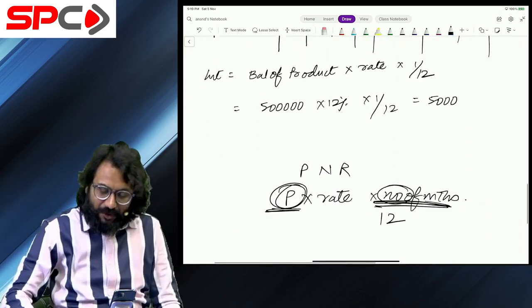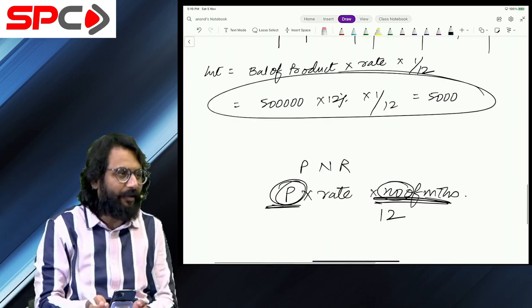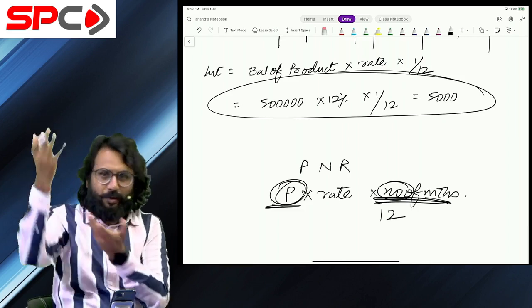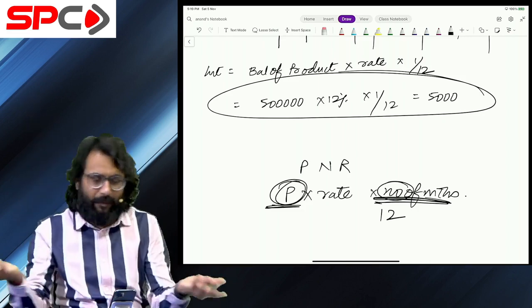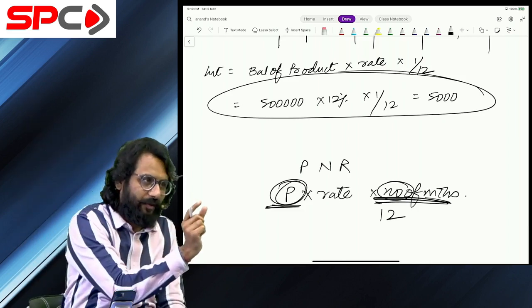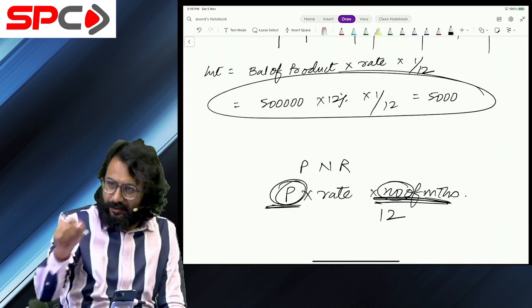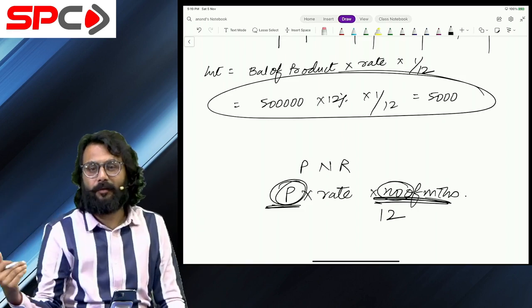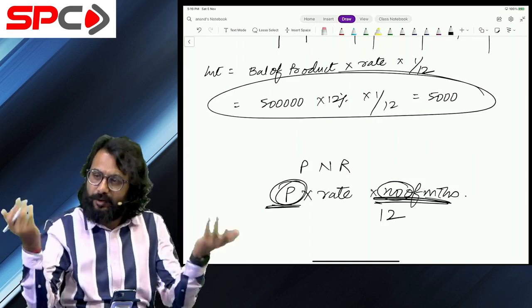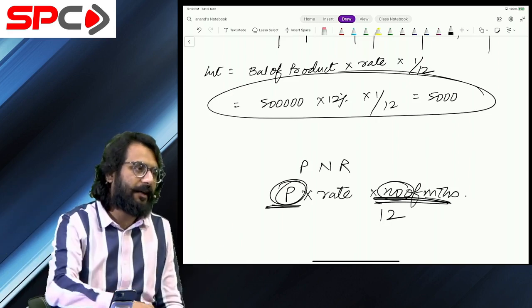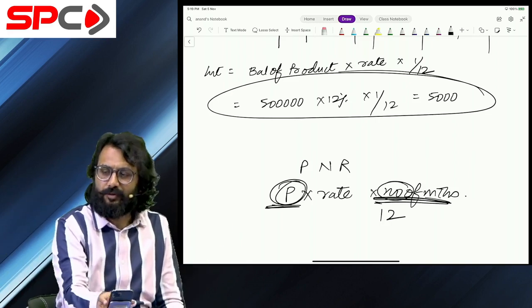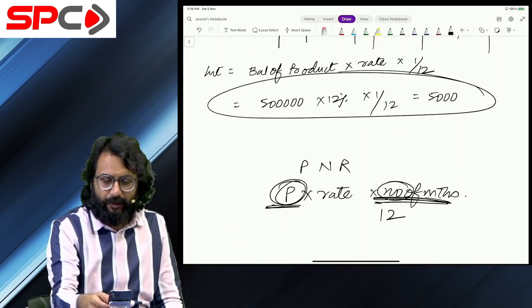So why do we have to rectify the formula? We have already multiplied by the month, so we cannot multiply by the month again. But the remaining formula I have to do. So I take balance of the product into rate into 1 by 12. Why 1 by 12? Because when nothing is given in the numerator, it is always 1. Say yes. I hope you people have understood so far. In case you have any query, let me know.